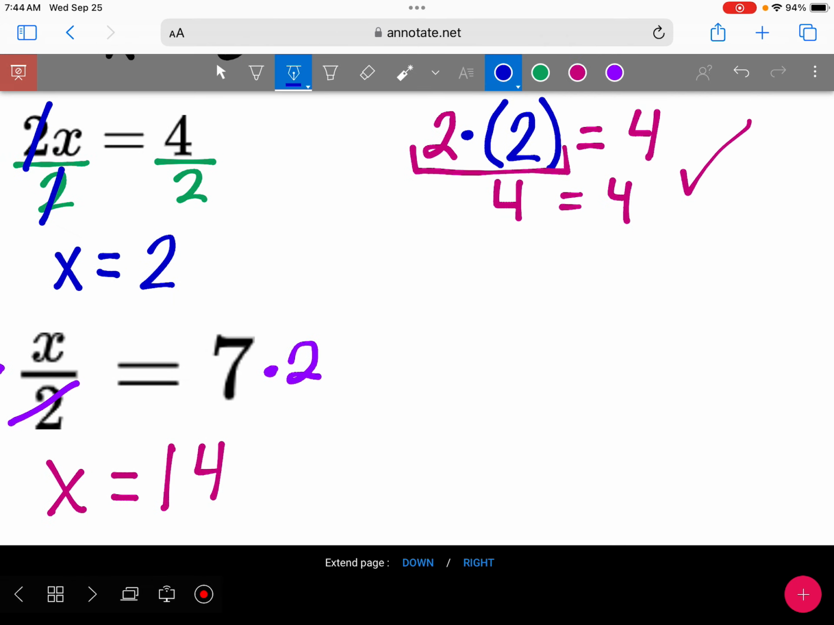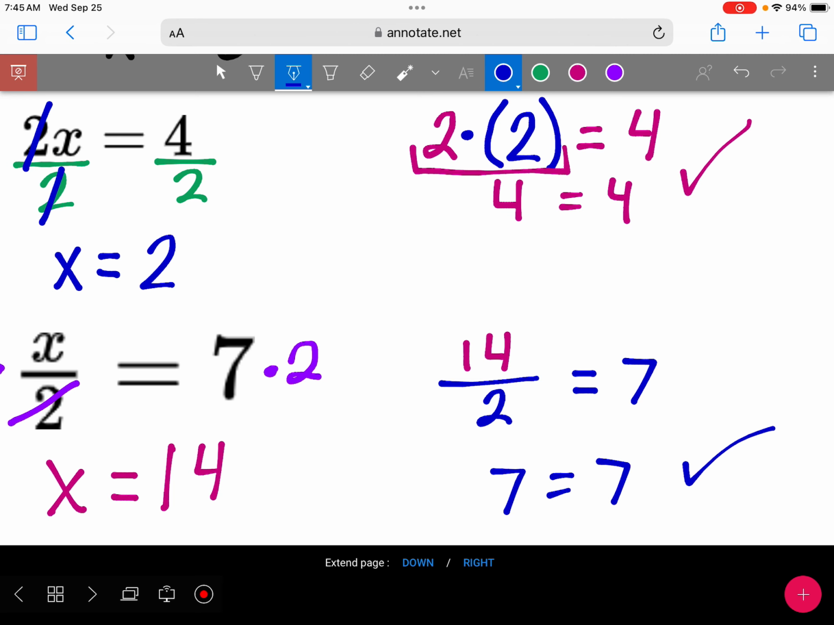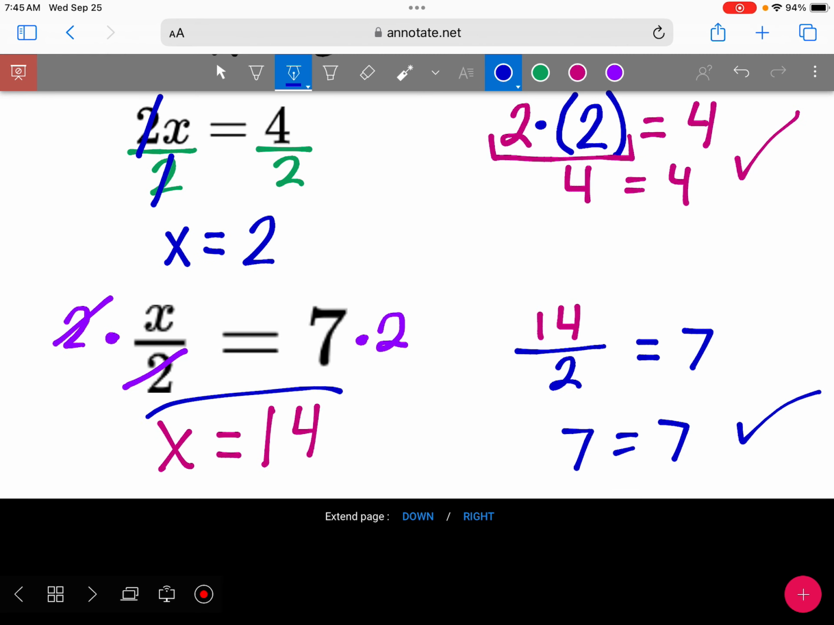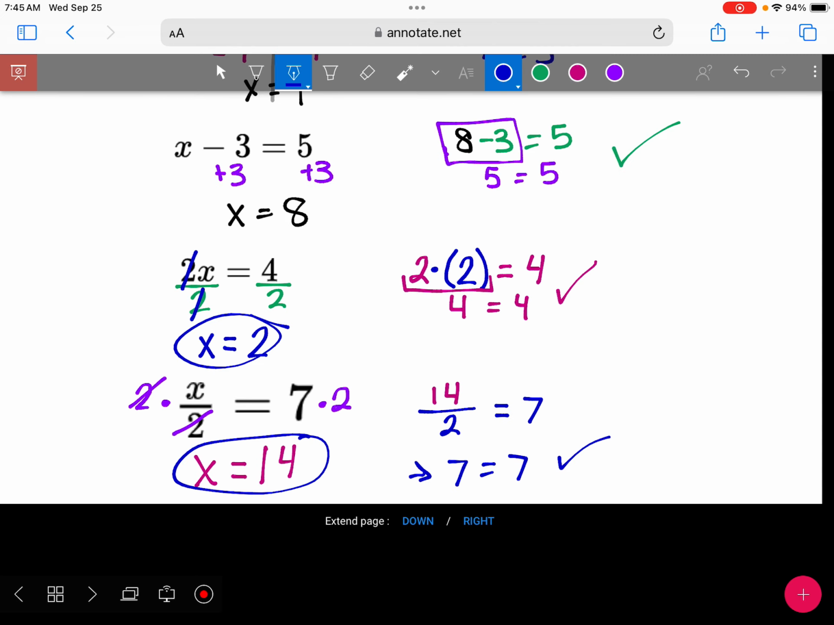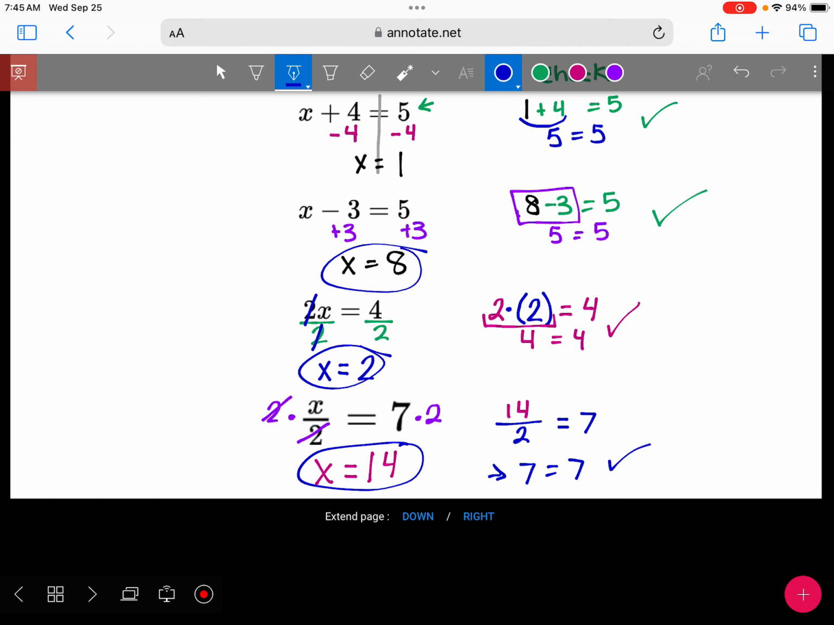Again, we're going to go through and check this. So I'm going to substitute my 14 in place of that x. And we want to know if 14 over 2 does in fact equal 7. What is 14 divided by 2? 7, which does in fact equal 7, so we checked it. So my solution here is 14. This just shows that we checked. My solution here was 2. My solution here was 8. My solution here was 1.